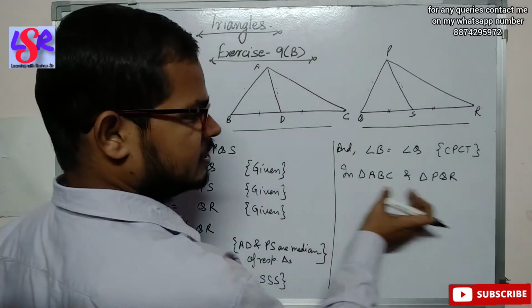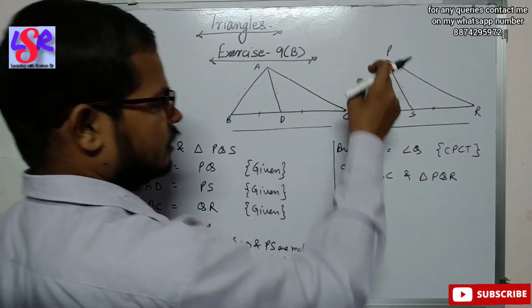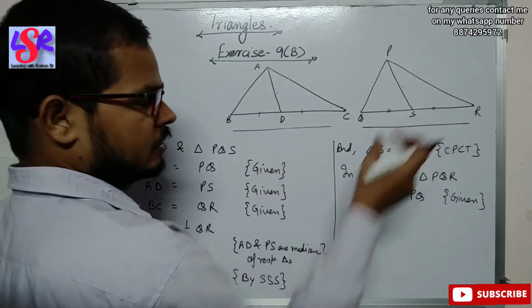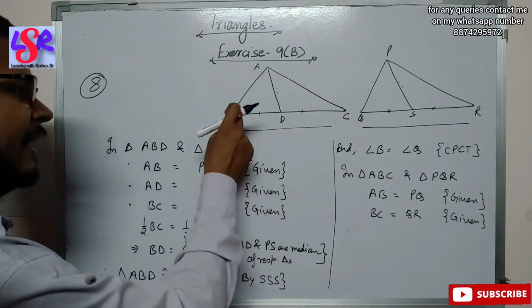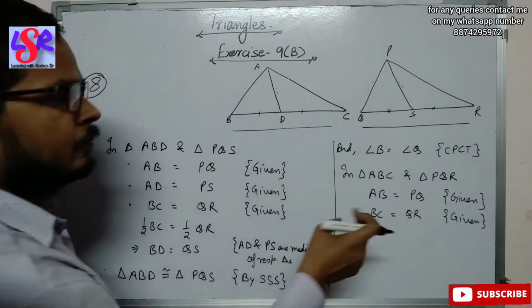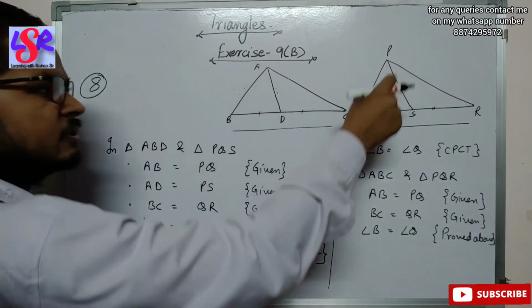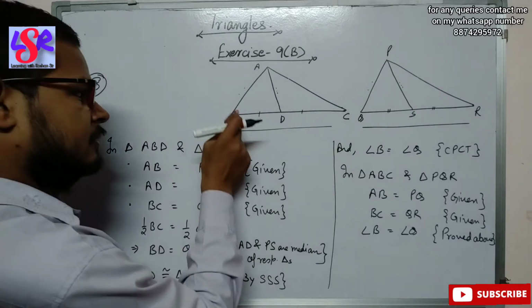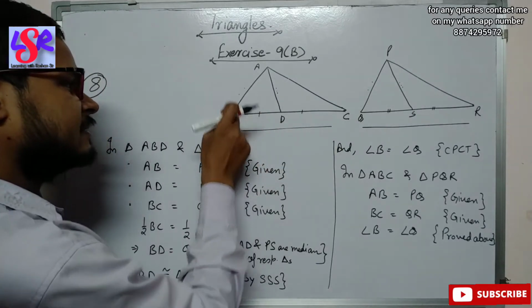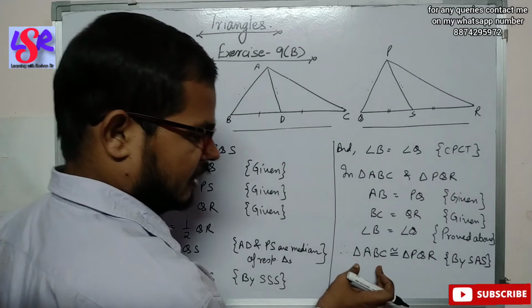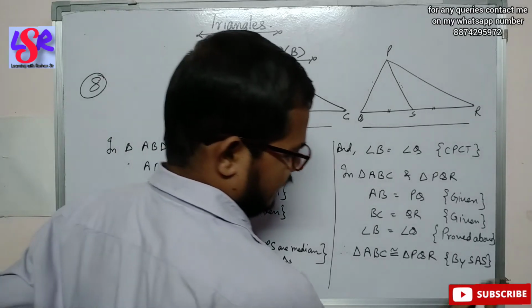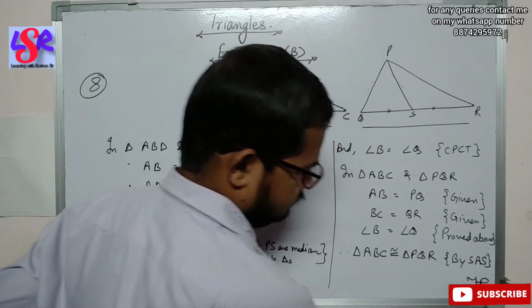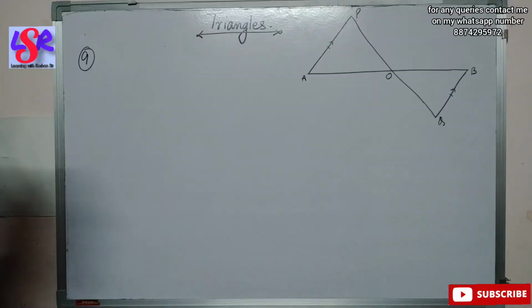Therefore, in triangles ABC and PQR, AB equals PQ given, BC equals QR again given, and angle B equals angle Q proved above. Now to prove these triangles congruent, we have used the side, this angle, then this side. So it is SAS. Therefore, triangle ABC is congruent to triangle PQR by SAS. Hence, proved. Now let's move to question number 9.